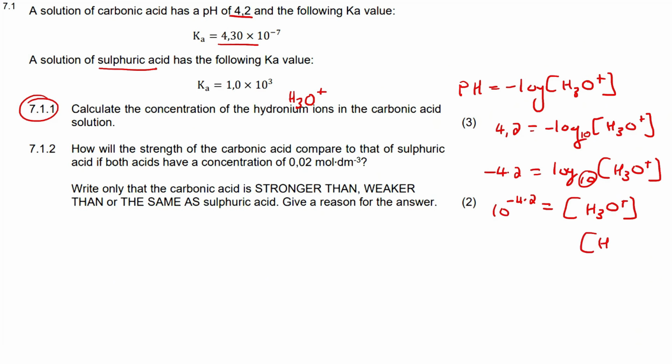If you didn't hear me the first time, sorry, I get a bit repetitive sometimes. So 10 to the negative 4.2 is the concentration. So that's the answer: 6.31 times 10 to the negative 5 mole per decimeter cubed. As I was saying, the base stays the base.